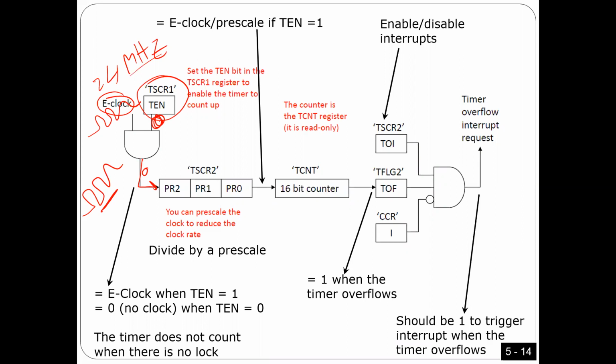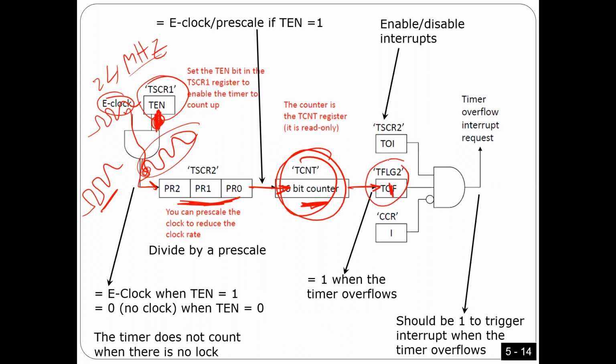So if you put 0 here, we are going to get 0 here because of this AND, right? However, if I put 1 here, I'm going to get the signal here. This signal is going to come here, right? Once you have this signal, I divide it by the prescaler, and then input it to the counter, right? And every time the counter overflows, it is going to put 1 here in the flag bit, right?